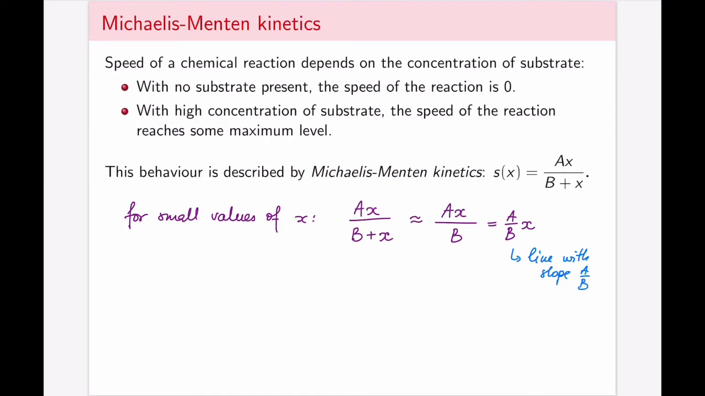What happens for large values of x? For large values of x, our power analysis indicates that we should be keeping the larger power of x available. So again, on the top, there's nothing to pick from, so we're stuck with the term we have. And on the bottom, the larger power is going to be x. Here, the x's will cancel, so we will end up with just a.